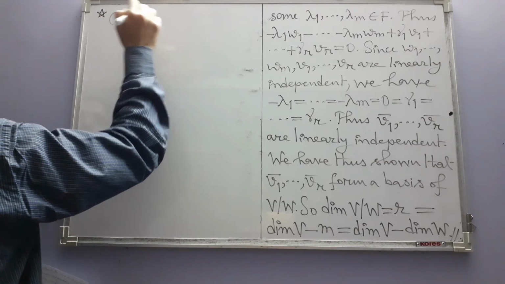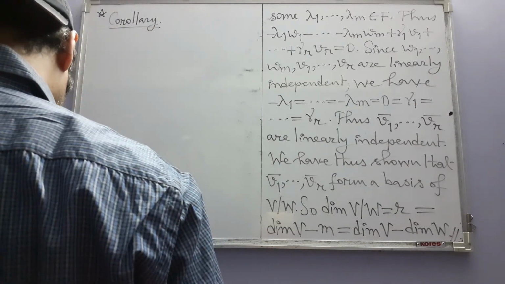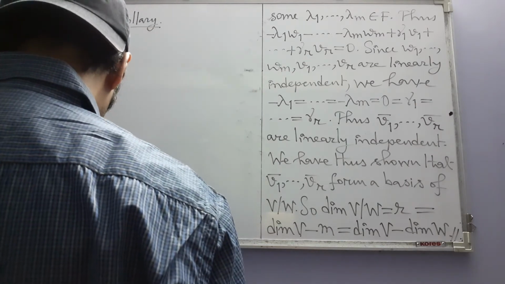So this is the only corollary to this lemma, it was a lemma, no? Yes. So there is no number.